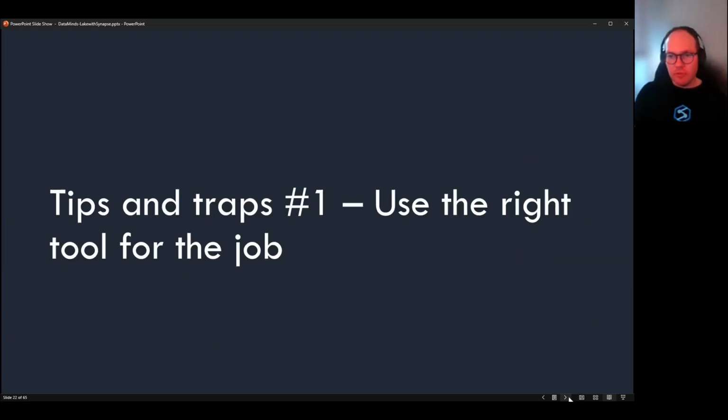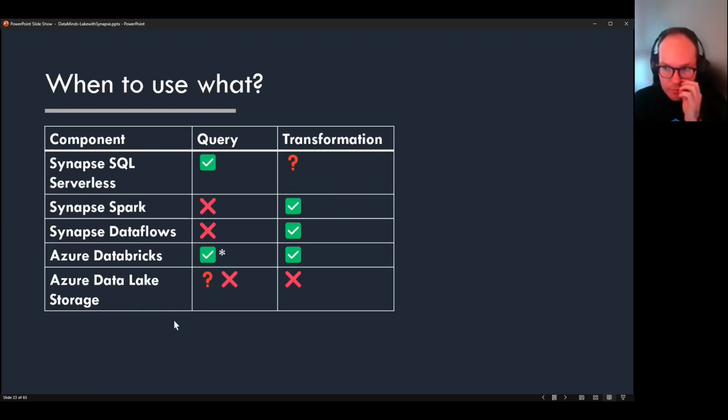So let's talk about the tips and traps, and then hopefully I'll get to everybody's questions. First of all, use the right tool for the job. I earlier went through this: be careful. For example, yes, you can use Synapse SQL Serverless to do transformation, but make sure you're aware of the risks of that approach and the complexity of that approach going in.